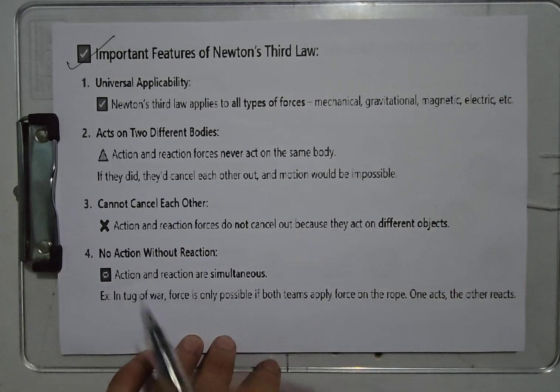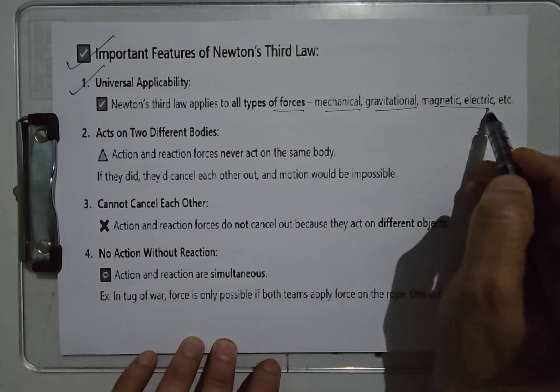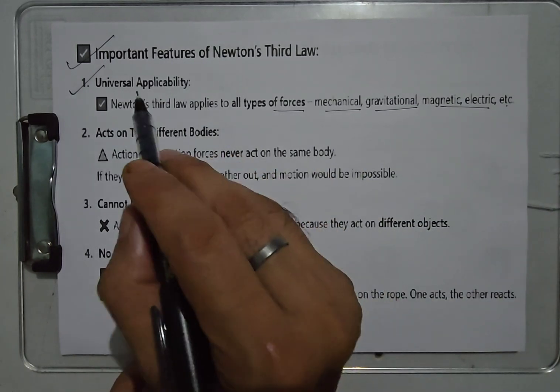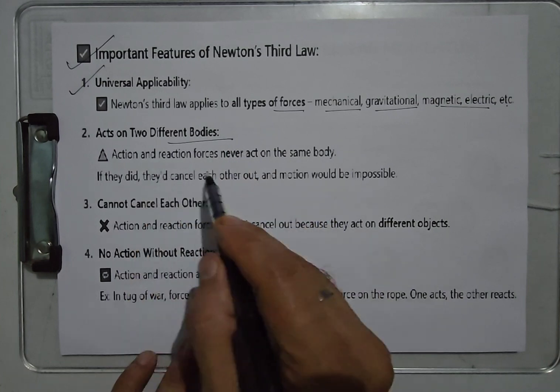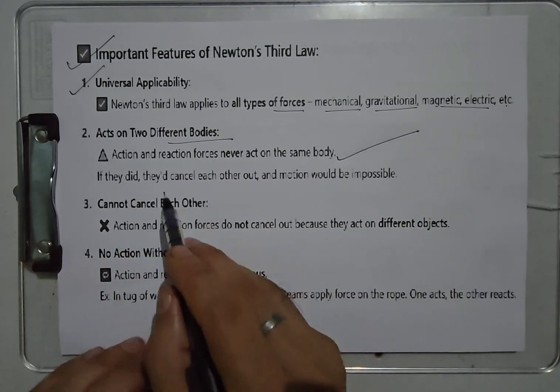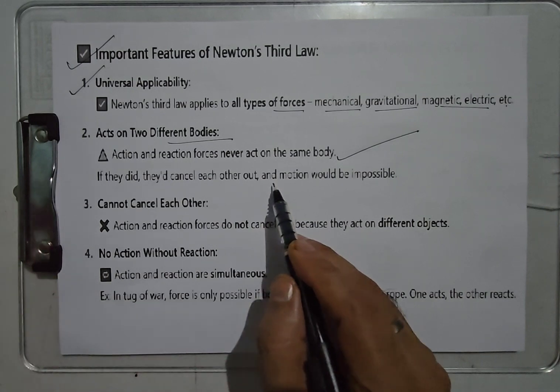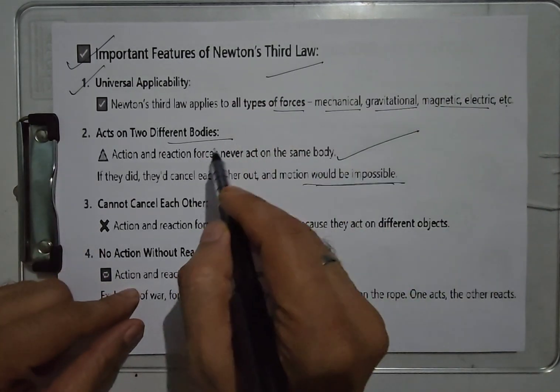What is important? One thing is it has universal applicability. Newton's third law applies to all types of forces, whether mechanical, gravitational, magnetic, dielectric, etc. So it is applicable to the entire universe. Second, it acts on two different bodies, meaning action and reaction forces never act on the same body. If they did, they would cancel each other out and motion would be impossible. तो उस केस में motion possible नहीं होता. It means Newton's third law is applicable to two different bodies.